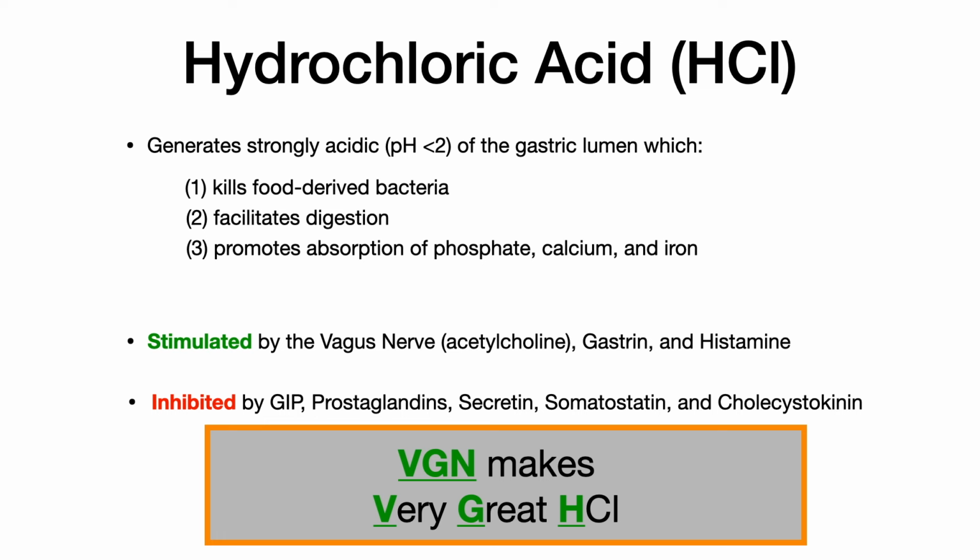Now, the way that I think about this is that VGN makes very great HCl. VGN for the vagus nerve, very great HCl. And this kind of helps you remember that the vagus nerve, which acts through acetylcholine, is really responsible for stimulating the production of that gastric or hydrochloric acid. In other words, the vagal nerve is directly responsible for digestion.